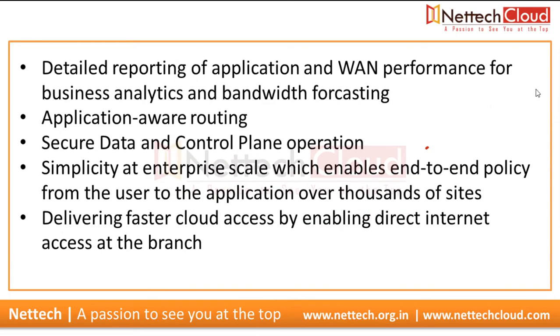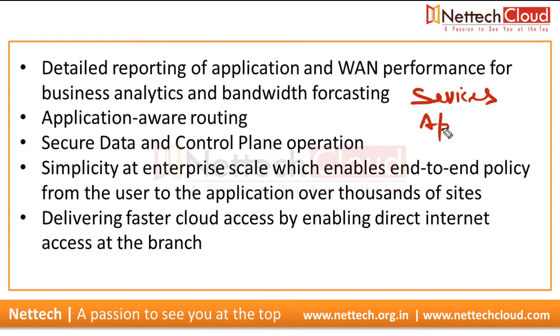All right. Next, detailed reporting of application and WAN performance for business analytics and bandwidth forecasting. So very detailed reporting is there in the vManage, right? And of course there is proper application visibility. More than 1,000 applications are listed there. We can even create policy based on applications or service ports, right? And I hope you understand the difference between services and applications.